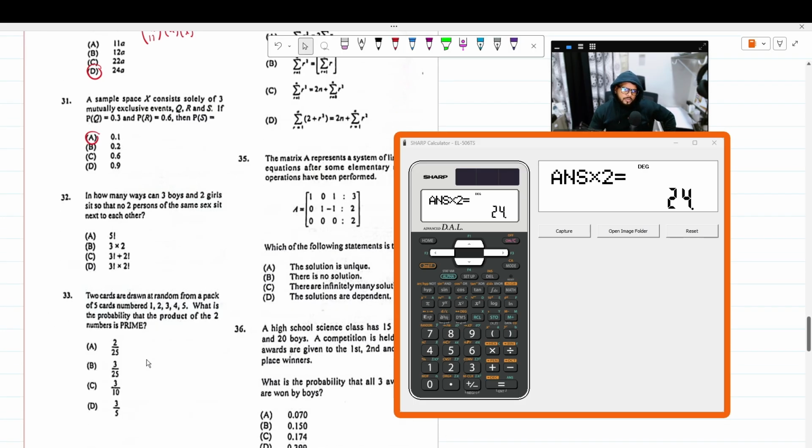How many ways can 3 boys and 2 girls sit so that no 2 persons of the same sex sit next to each other? This is the only way we can do it. Arranging the boys, we're going to get 3 factorial. Arranging the girls, we're going to get 2 ways.